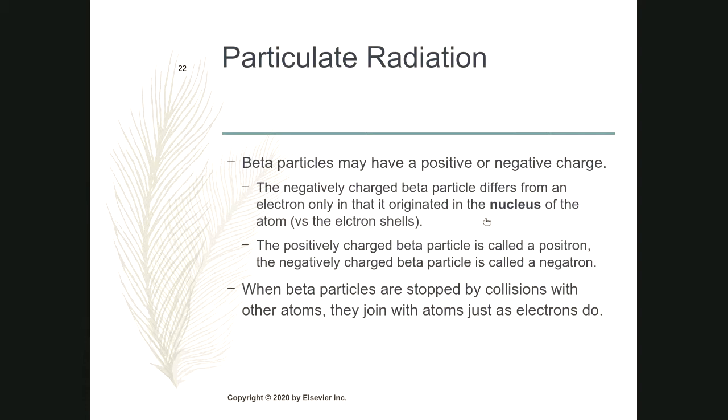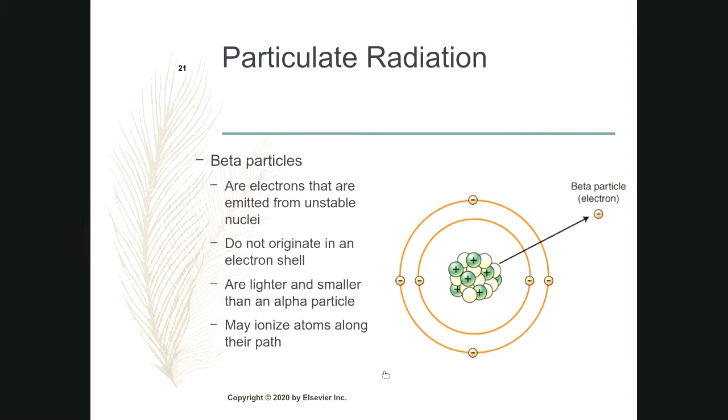So the negatively charged beta particle is called a negatron, and the positively charged beta particle is called a positron. So if this electron that got released from this unstable nucleus came out and it had a positive charge, that would be called a positron.